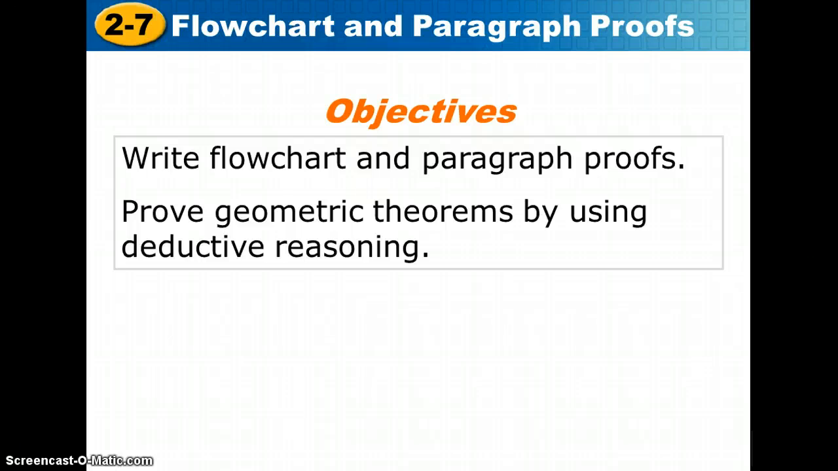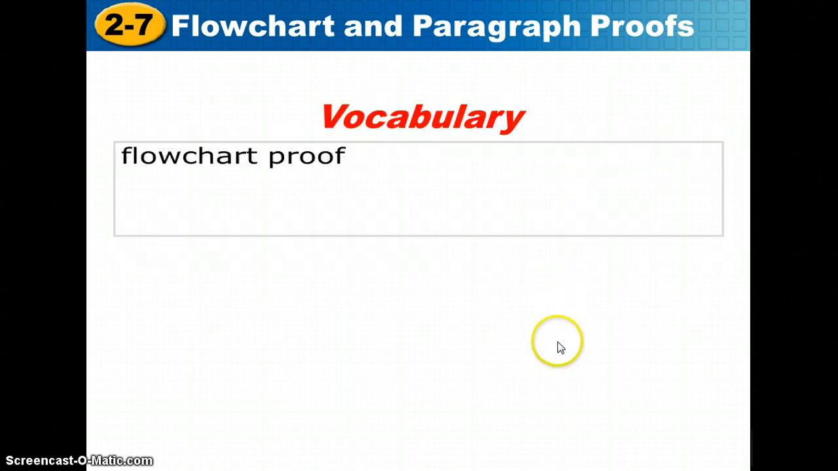We're going to skip over the warm-up for now and take a look at our objectives and jump right into the lesson. Today you will be writing flowchart and paragraph proofs, and you will be proving geometric theorems by using deductive reasoning. Flowchart and paragraph proofs are types of geometric proofs. We've talked about algebraic proofs in Lesson 5. Lesson 6 talks some more about two-column proofs that we're going to look at a little bit today. But then the other two forms, flowchart and paragraph proofs, are going to really help us understand proofs a little bit better. So let's take a look.